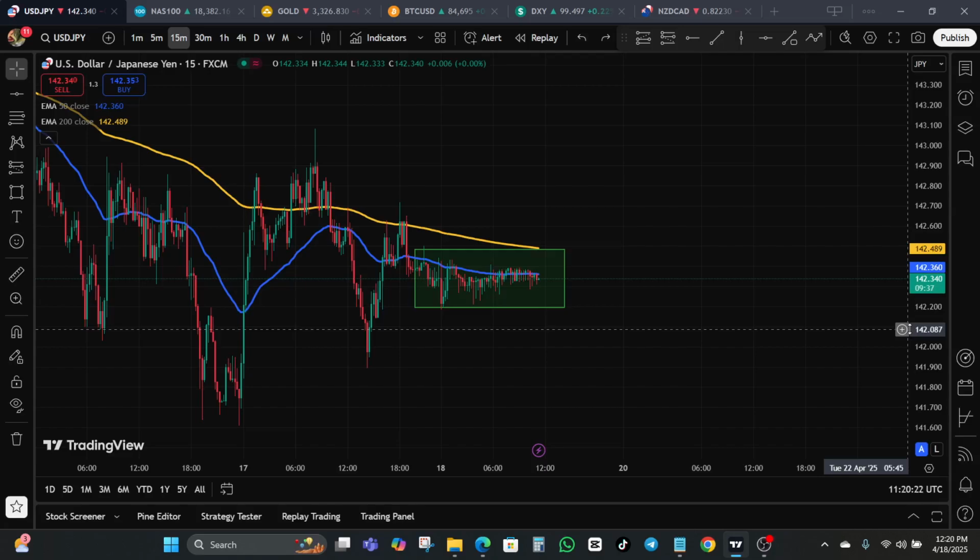So to summarize, this USDJPY scalping strategy is a powerful tool for catching small but consistent market moves. The key is using the right indicators, identifying key levels, and timing your entries and exits with precision.